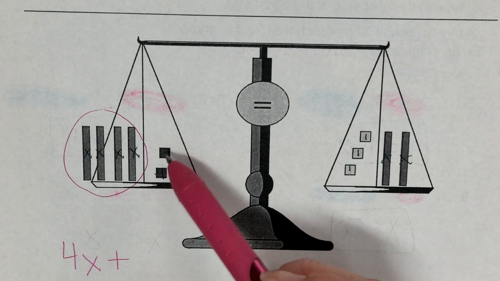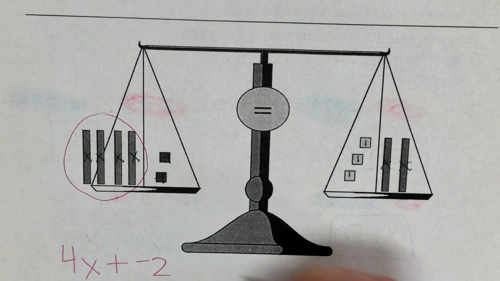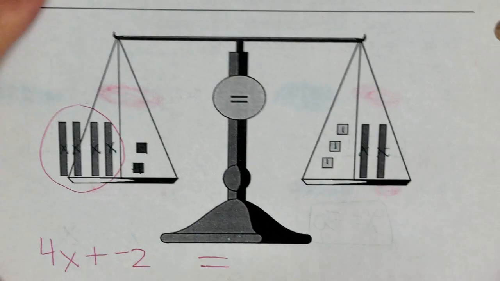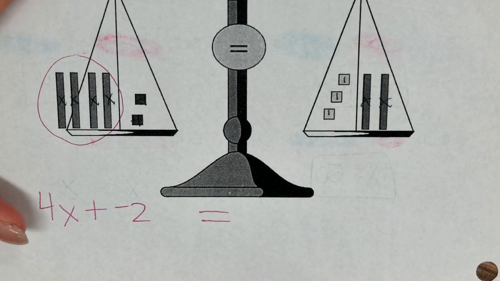How many ones do you see? Are they positive or negative? So negative 2 equals, I don't see everybody doing it. Some of us are daydreaming. All right, which one do y'all want to do first, the ones or the x's? Doesn't matter. You can go whatever order you want.